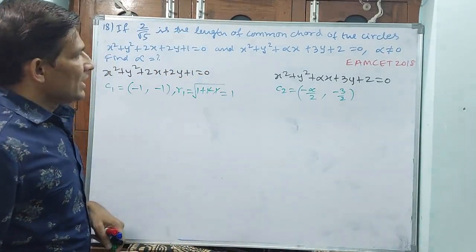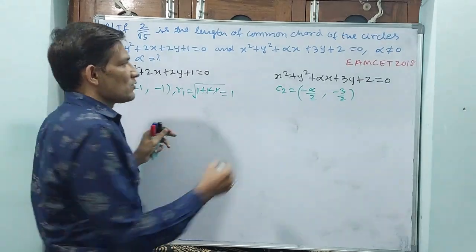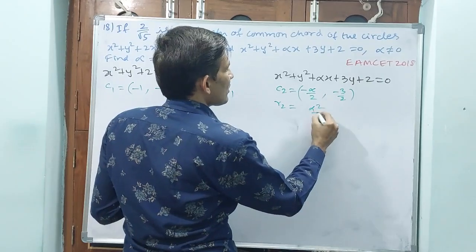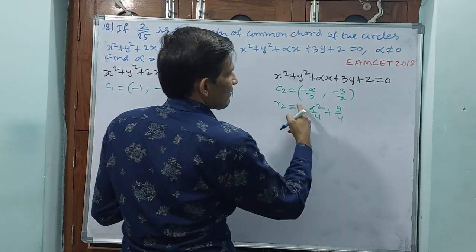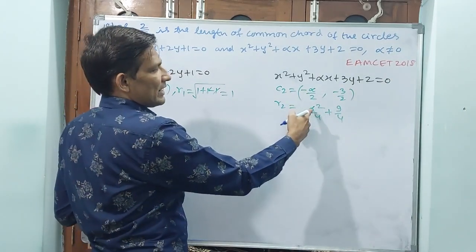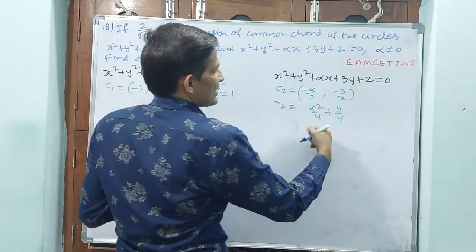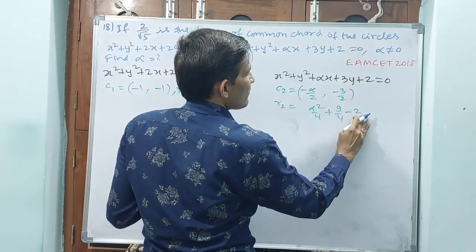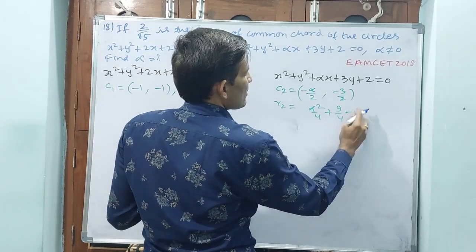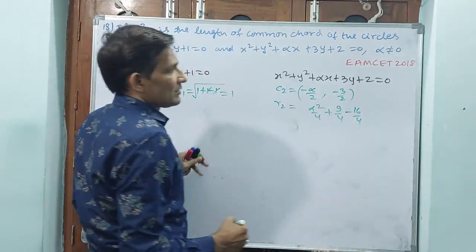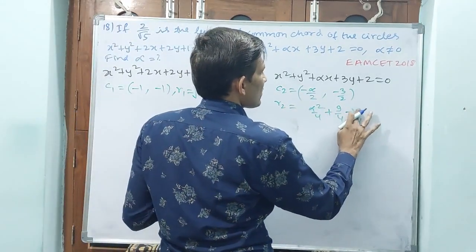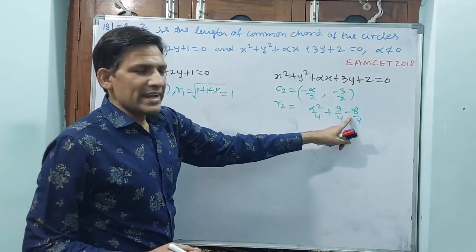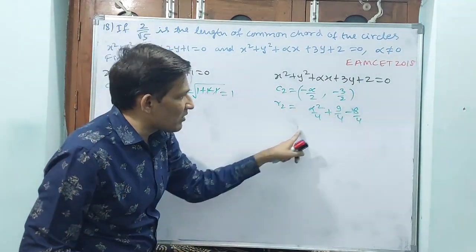And what about this radius R2? R2 is also a little bit complex. Why? Because you have alpha square by 4 plus 9 by 4, since you have G square plus F square. And minus C means minus 2. Shall I write 4 by 2? No, you have to write 8 by 4. Why? Because I want to make the LCM. 2 you have to subtract, but 8 by 4 is also 2 only.